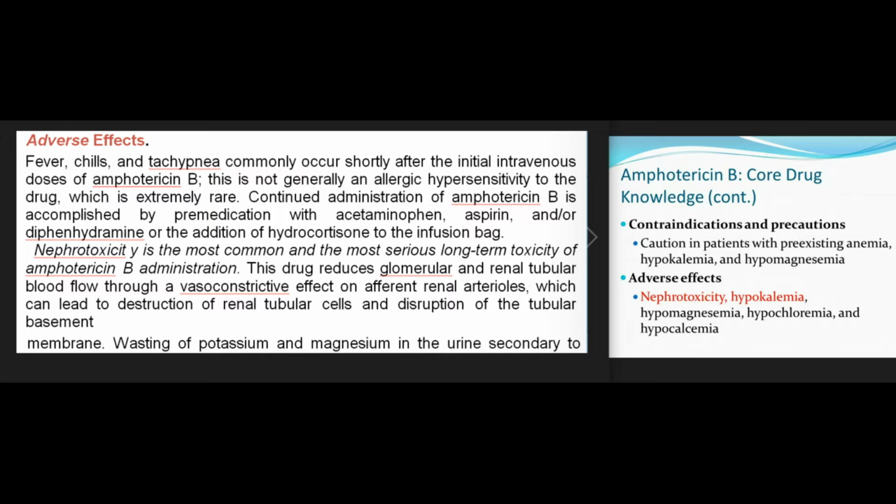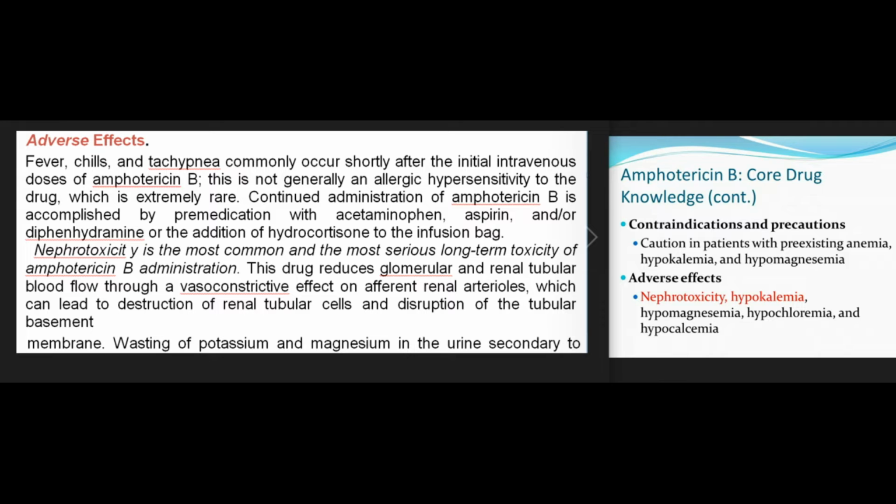Adverse effects: fever, chills, and tachypnea commonly occur shortly after the initial intravenous doses of amphotericin B. This is not generally an allergic hypersensitivity to the drug, which is extremely rare. Continued administration of amphotericin B is accomplished by premedication with acetaminophen, aspirin, and/or diphenhydramine or the addition of hydrocortisone to the infusion bag.